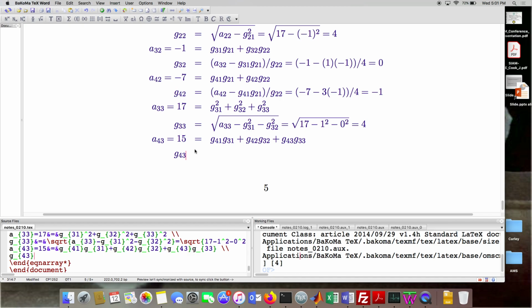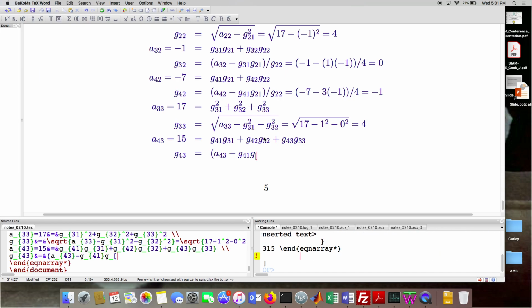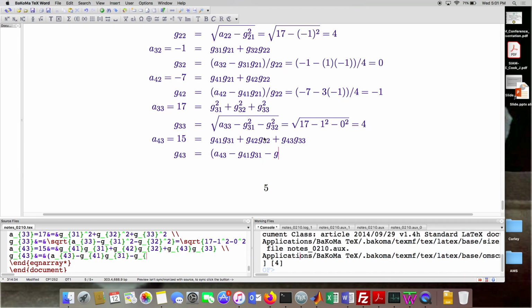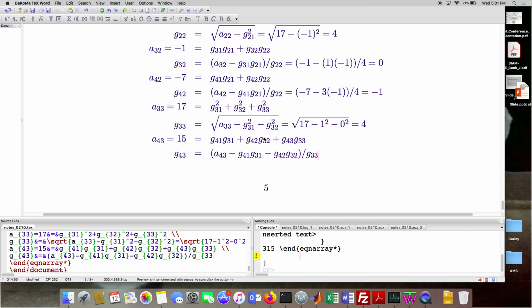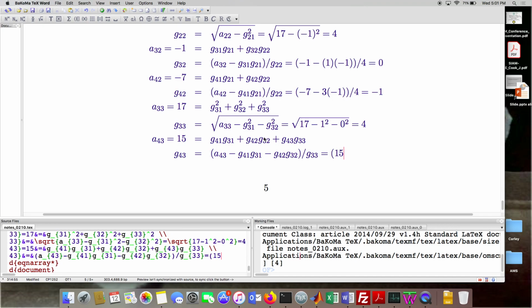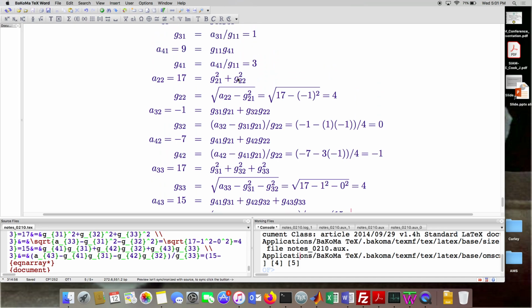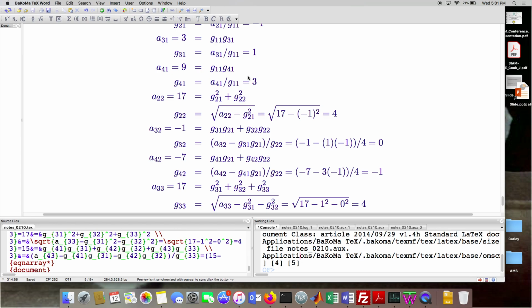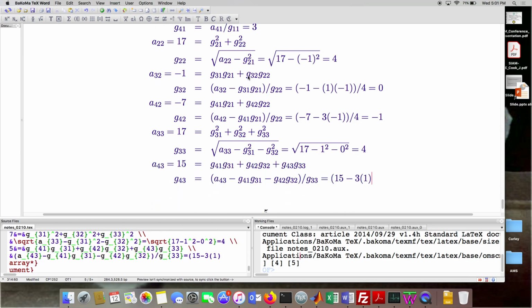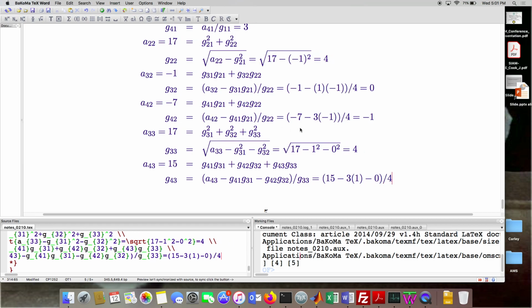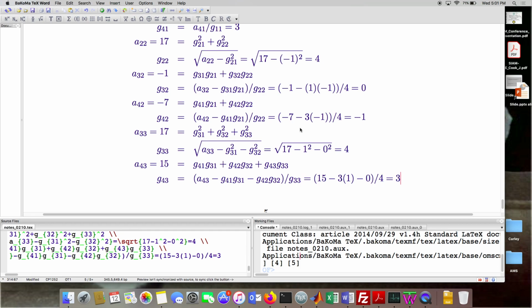So then G43 is going to be A43, and we subtract off the terms from columns 1 and 2 that we already know. Divide by the diagonal entry, G33. So that's going to be 15 minus G41, which is 3, and G31, which is 1. And then G32 is 0. So divided by 4, and we wind up with 3.